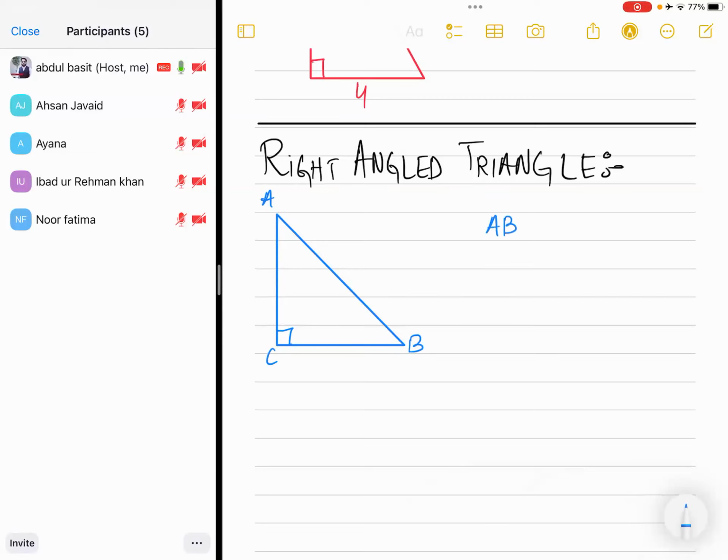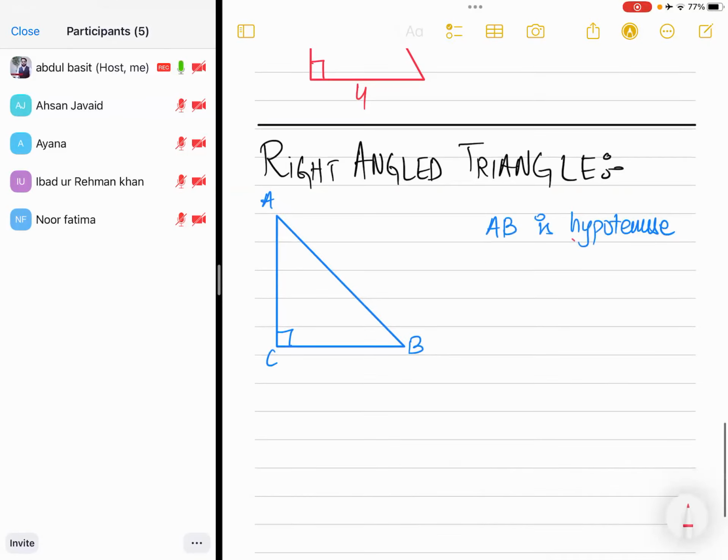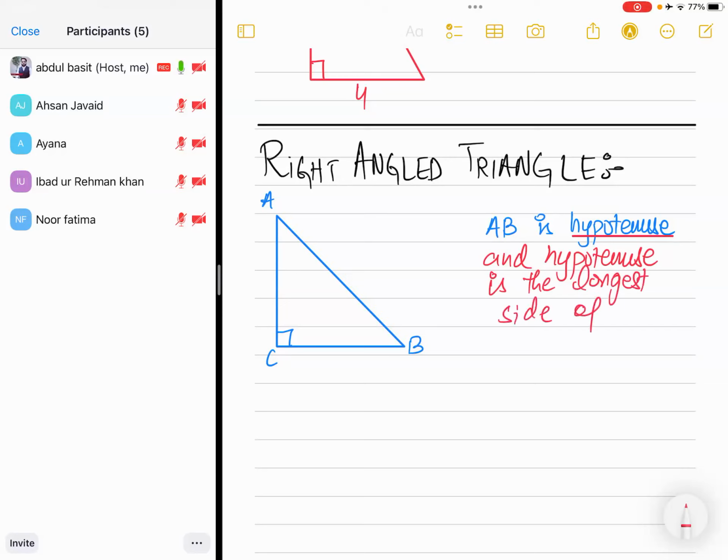Ibal, what is the name of AB? AB is what? It is hypotenuse. And hypotenuse is the longest side of the triangle, right, Essen? Is the longest side of triangle. ठीक है बेटा? And hypotenuse is the longest side of the triangle. Easy? Yes, yes sir.